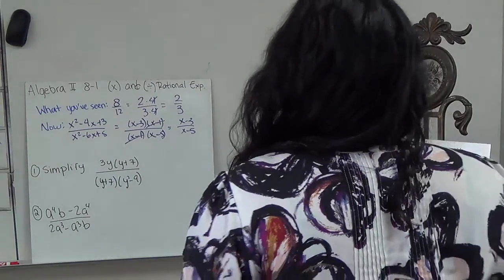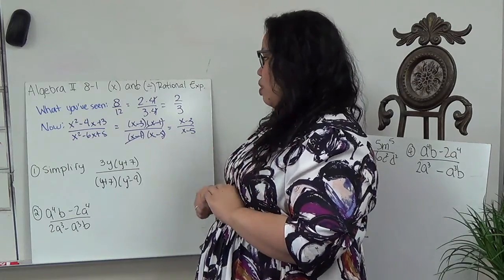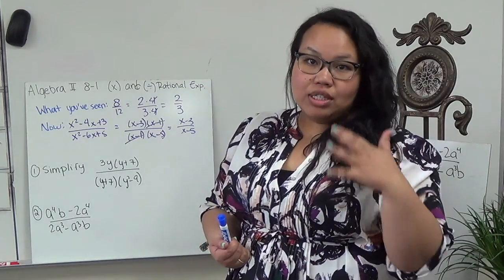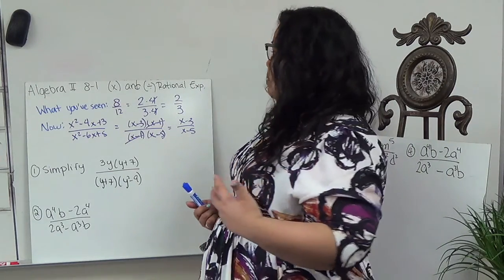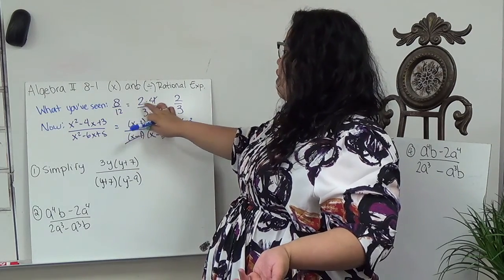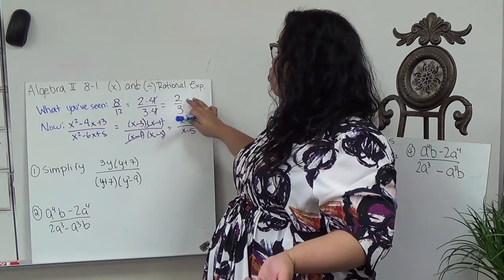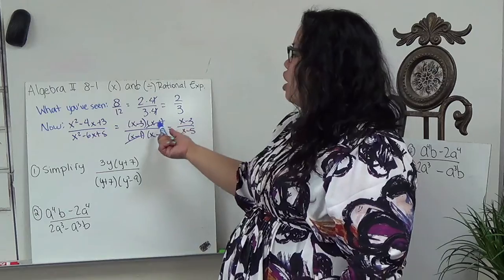In Algebra 2, Section 8.1, we're dealing with multiplying and dividing rational expressions. Basically, we're dealing with fractions of equations that we have to reduce. This is something you've seen: 8 over 12. If I factor it, it's 2 times 4 and 3 times 4. Well, the 4's can cancel out, reducing it to 2/3. Okay? Except in this case, I'm dealing with entire equations.